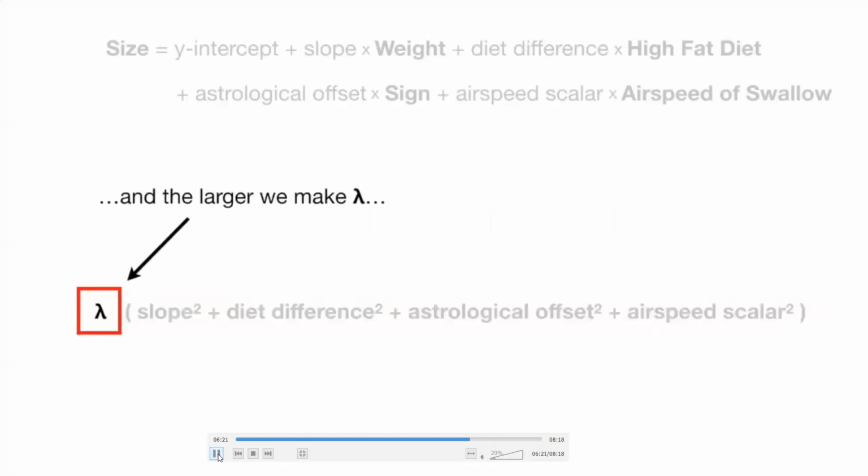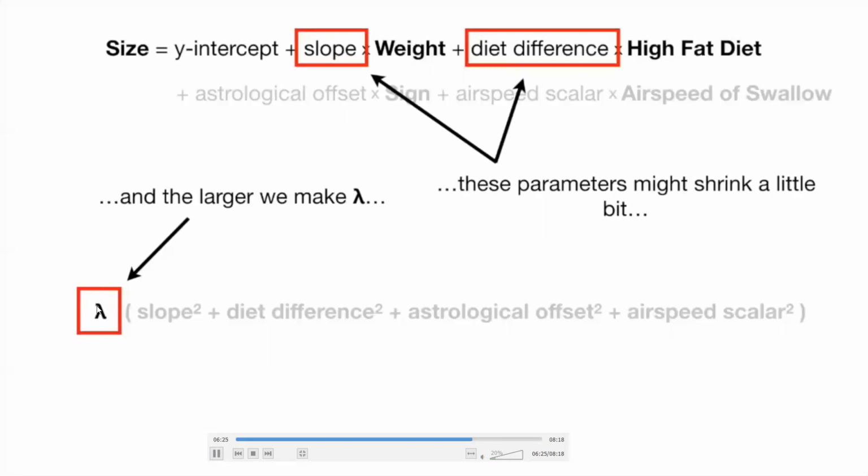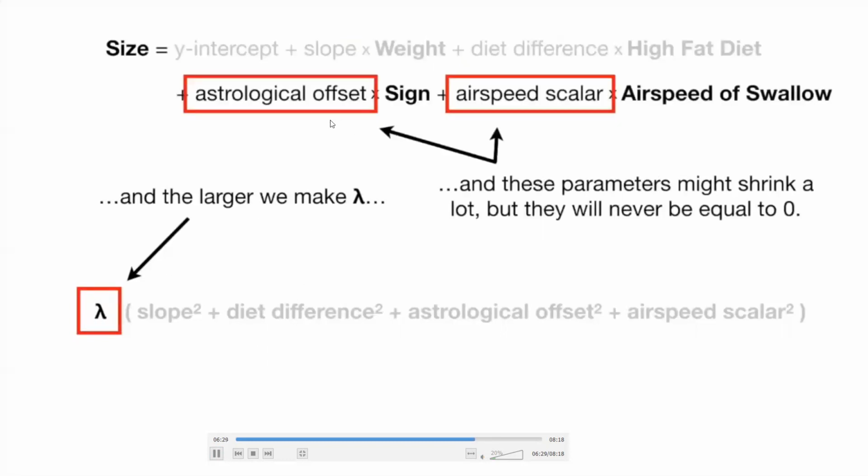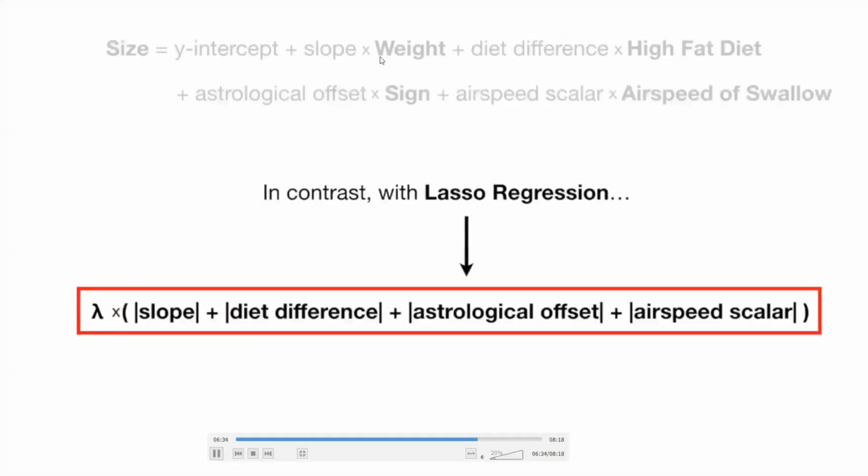Now, if we make this lambda large, technically what will happen is that we'll end up with a higher value of slope and diet difference, at very low values of astrological offset and airspeed scalar. The values of airspeed and astrological offset will be low, but they won't be zero.